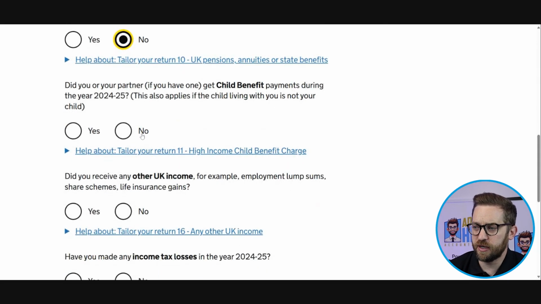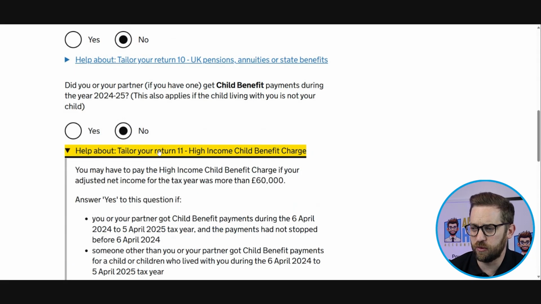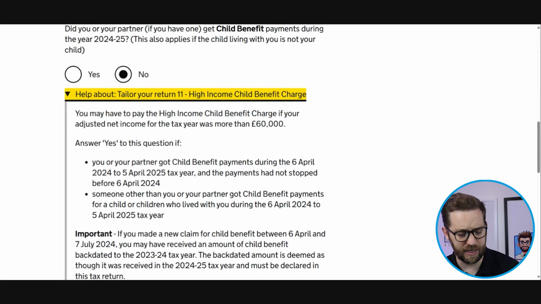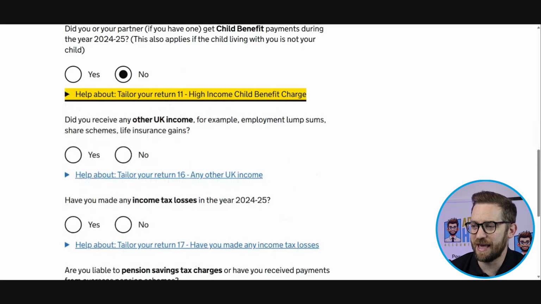Certain other benefits are taxable, and that's why there is a section for them. Did you or your partner, if you have one, receive child benefit? So if you earn over £60,000, you can click on the drop down just below that. If you earn over £60,000, then that child benefit starts to get retracted. So again, you would need to declare that you are receiving child benefit, and potentially once you reach a certain threshold, then the full child benefit gets taken back from you.